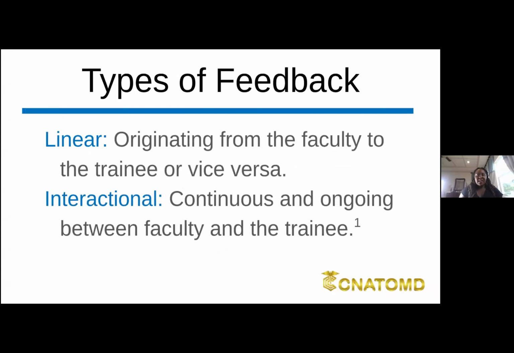So let's start by talking about the types of feedback. Linear feedback, basically it's one-sided, originating from faculty to trainees or vice versa. There's not a lot of interaction. You say what you say, you move on. There's no opportunity to discuss, look for ways to improve. It's just you're this and then you move on. Interactional feedback, which is what we would hope to have, is a continuous and ongoing process between faculty and trainees where you have conversations. They tell you what you're doing well, what you could improve on, and then you give context as to why you may have been performing that way, and then you discuss strategies that you both think will be helpful in helping you improve moving forward.